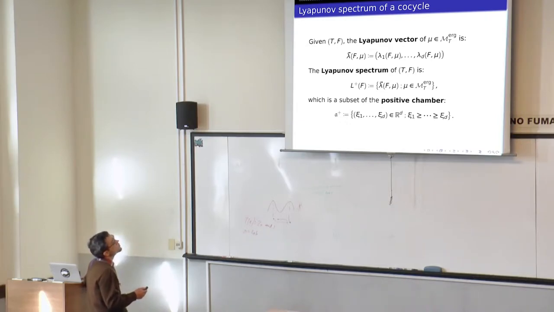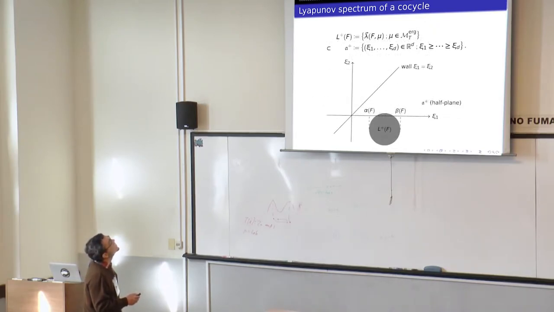Okay, so let's call this the Lyapunov vector of your ergodic measure. And then let's look at this set, the Lyapunov spectrum, which is just the set of vectors that you obtain. The obvious remark is that these numbers are ordered, so they satisfy these kinds of inequalities. And so this Lyapunov spectrum is contained in this set, which I call the positive chamber. I don't know if that's standard terminology or not. For example, if you have dimension 2, then each vector is a point in R2, and then you have something here, which is below this line. It's called a wall. Well, maybe it touches the wall.